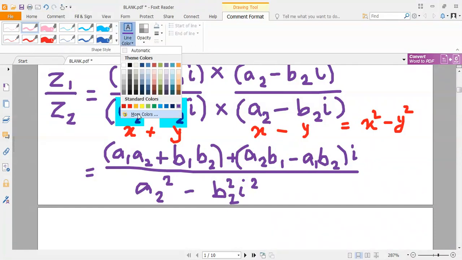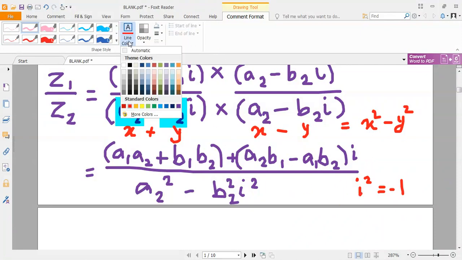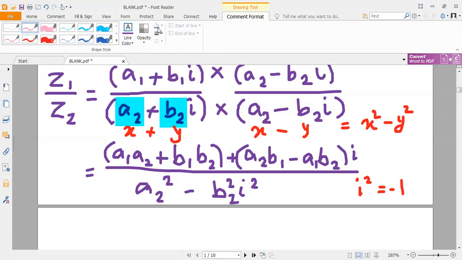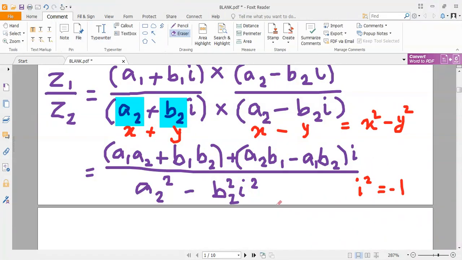Again, i squared. Let me remind you what i squared is, if you don't remember, or if you have forgotten. i squared is actually minus 1, so we'll be replacing that here again. So what we are left with actually is, where's my eraser?